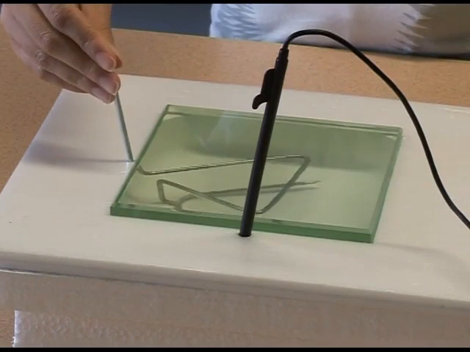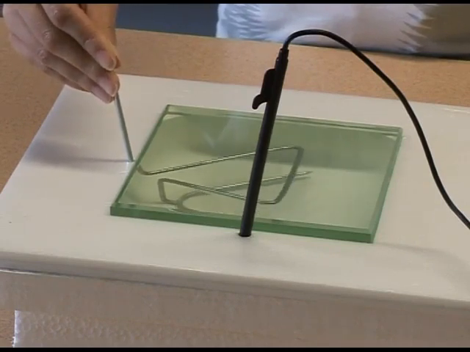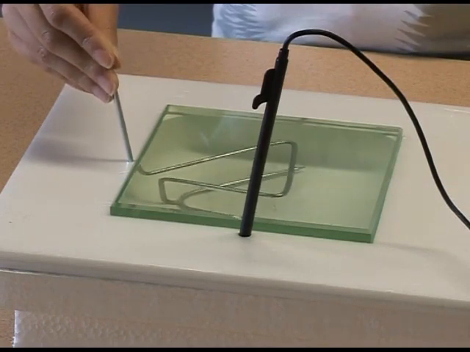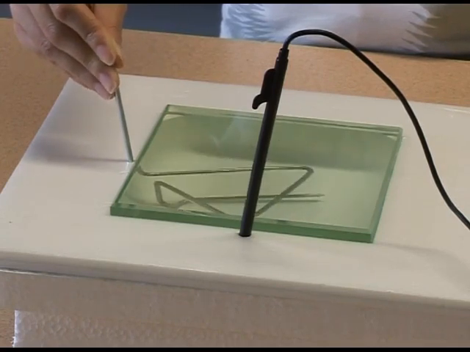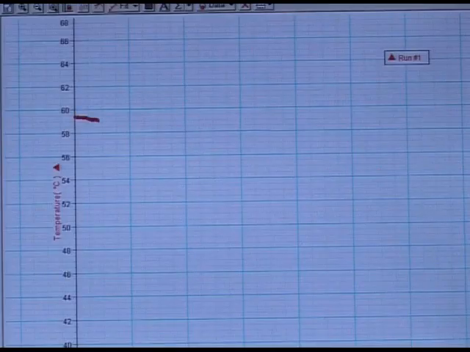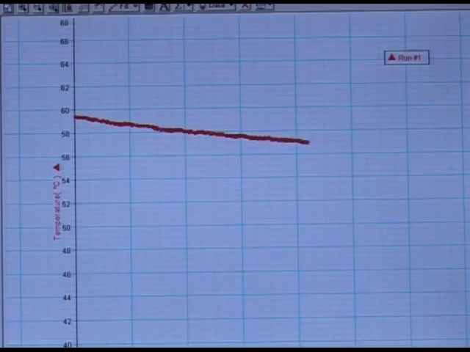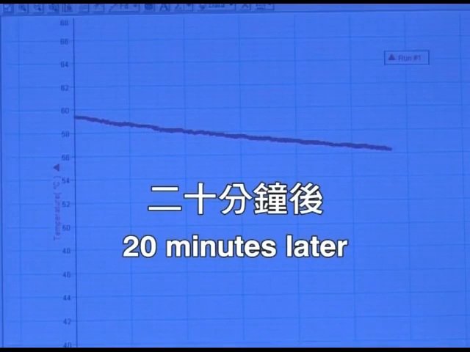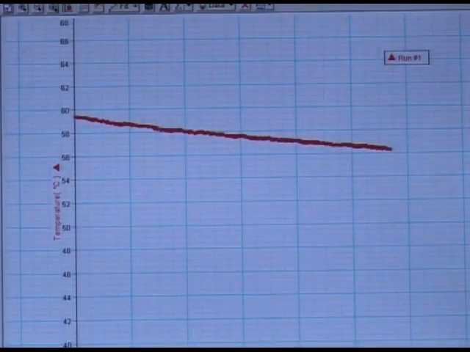Gently rotate the stirrer for 5 seconds every minute to make the temperature distribution in the water uniform. Repeat this step for about 5 minutes until the glass heats up. Run the data logging program to capture the temperature readings every second. Take the reading for 20 minutes to obtain a temperature time graph.